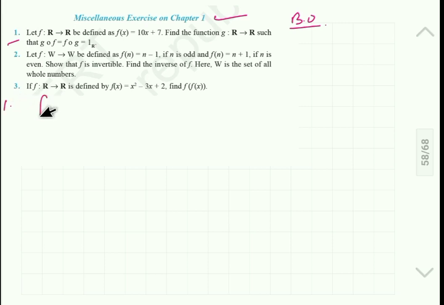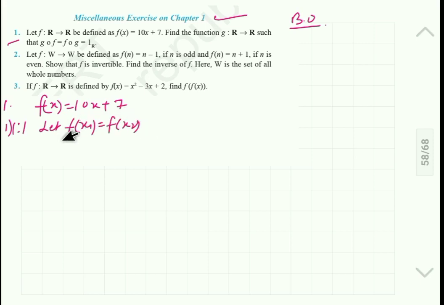In question number 1 we are given a function f(x) is equal to 10x plus 7, defined from real numbers to real numbers. Then we have to find the function g such that gof is equal to fog is equal to identity. So it means we have to find g, that is the inverse of f. For the inverse, first we have to check whether the function is 1-1.